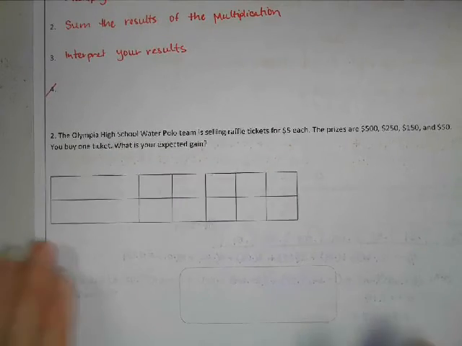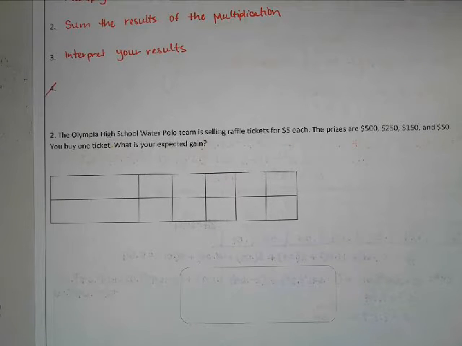Okay, so here we go. It'll make sense, I promise, in a few minutes. All right, so the Olympia High Water Polo team is selling raffle tickets for $5 each. The prizes are $500, $250, $150, and $50. You buy one ticket. What is your expected gain?